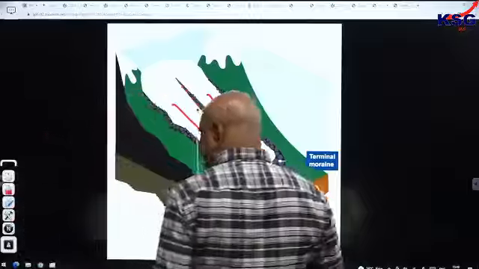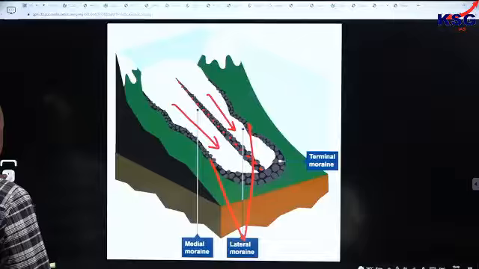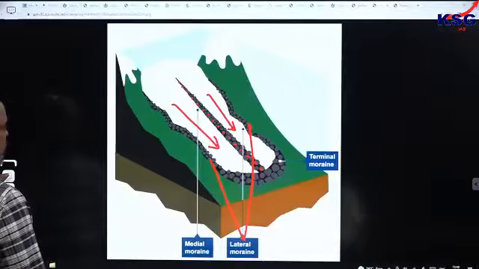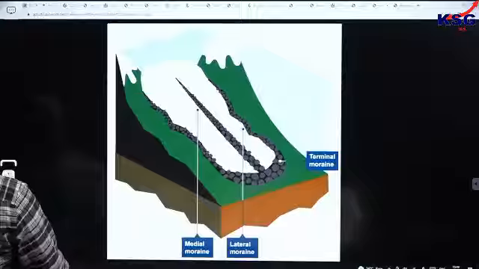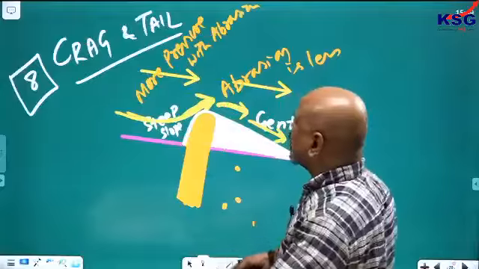Somebody is saying about repetition of diagram. Which diagram are we talking about? This diagram, I think, crag and tail.